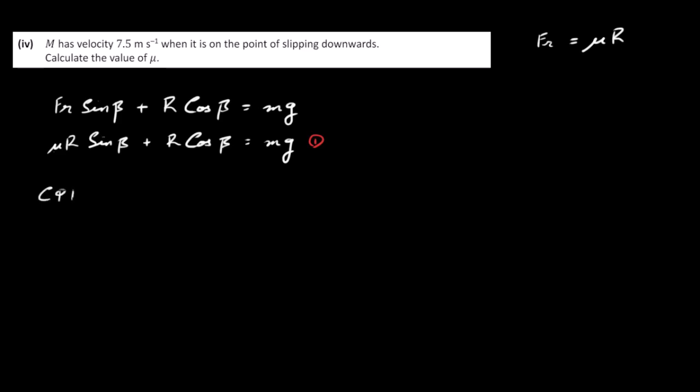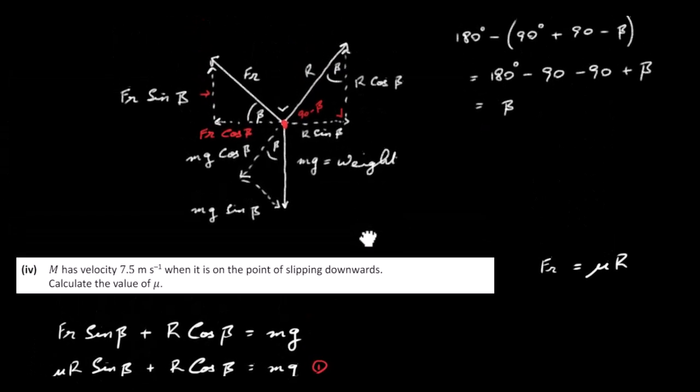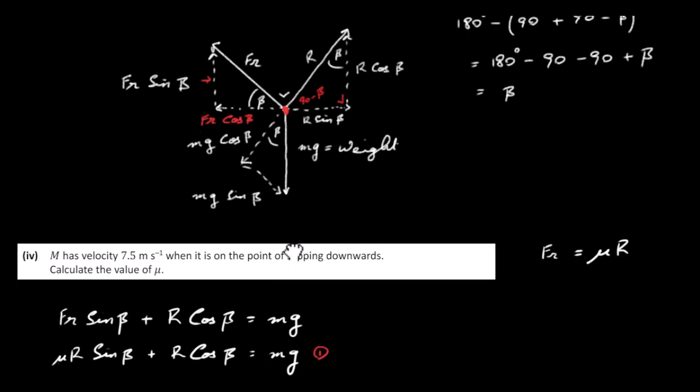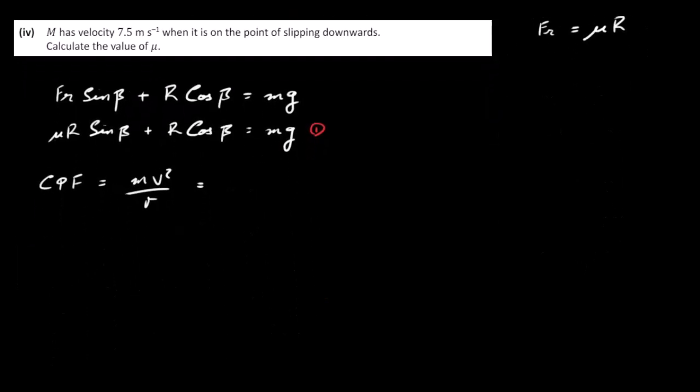So the centripetal force again is equal to mv squared over r, and that's equal to all the forces acting towards the center. So in this case we have this one here and we have this one here along the center of the circle, the horizontal circle. So it's going to be OR sine beta minus friction cos beta. So let's write those down. So mv squared over r is equal to OR sine beta minus our friction times cos beta.